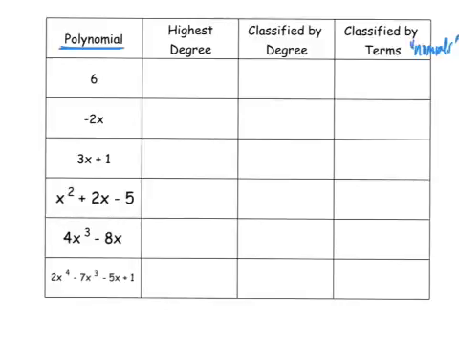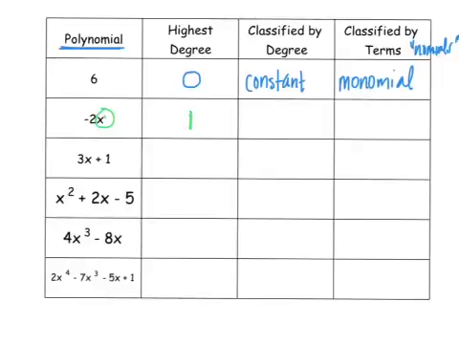First, 6. Remember it has a degree of 0, and we said that a 6 is just called a constant. So by degree, because there is no variable, it's just a constant. However, if we classify it by term, it's one term, so it's a monomial. Now, the next one, negative 2x. There is a power of 1 on that x exponent, so our highest degree is 1.